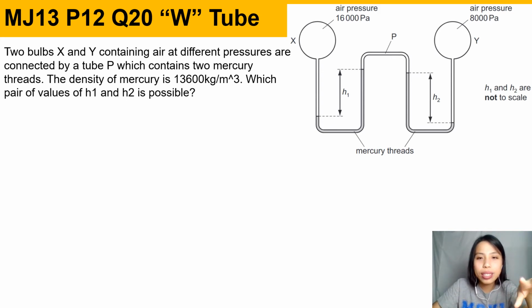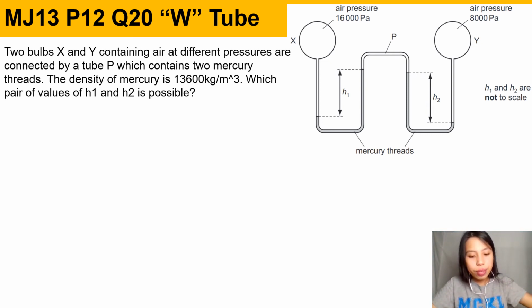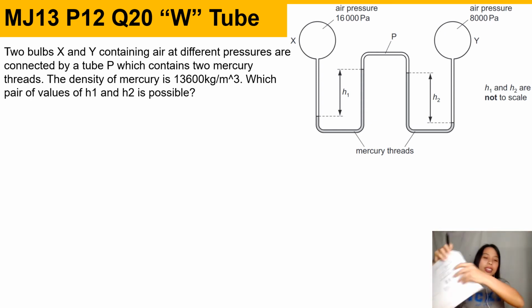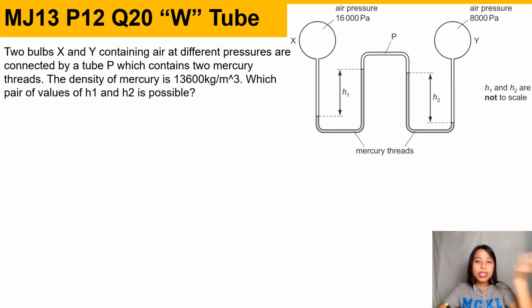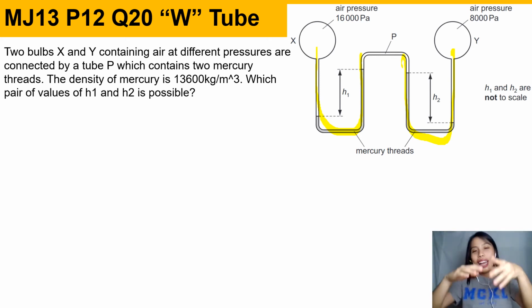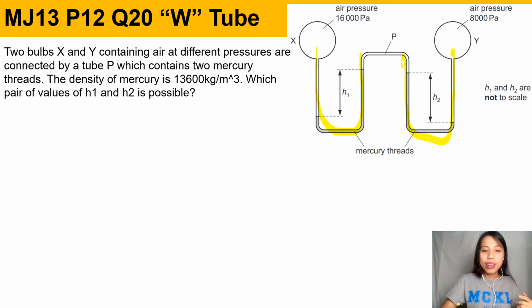This is on page 27, I think. Let me check for you. Here's a hint before I let you try it out. The W tube is essentially two U tubes joined together. So one U tube, another U tube, they just happen to be joined at one part. So try and use your U tube pressure skills, and break down this W tube to see what you can do about it. Then come back, play the video, and we'll check how to solve it.